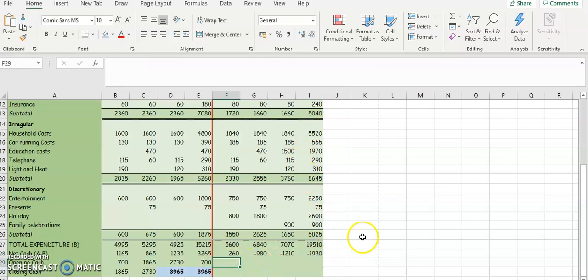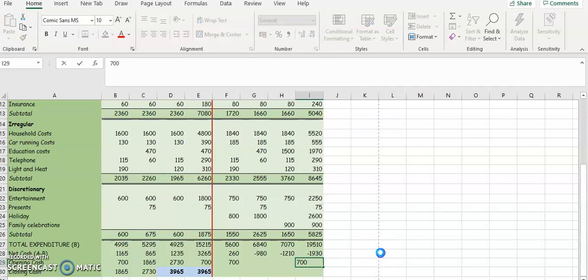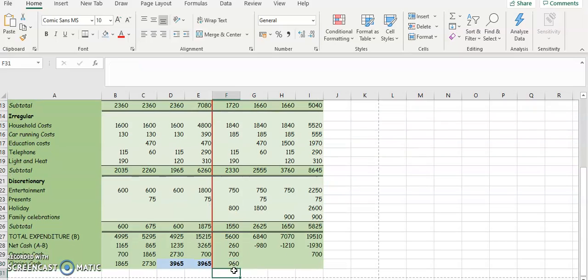So our opening balance then. In the question, if we had an original one, we would have put in our opening balance here and our opening balance here. So our opening balance is going to be the same. So it's going to be 700 for the first month and 700 for the last month. And then you get your closing cash. Your closing cash is where you add your net cash and your opening cash together. So the first one is 260 plus 700.